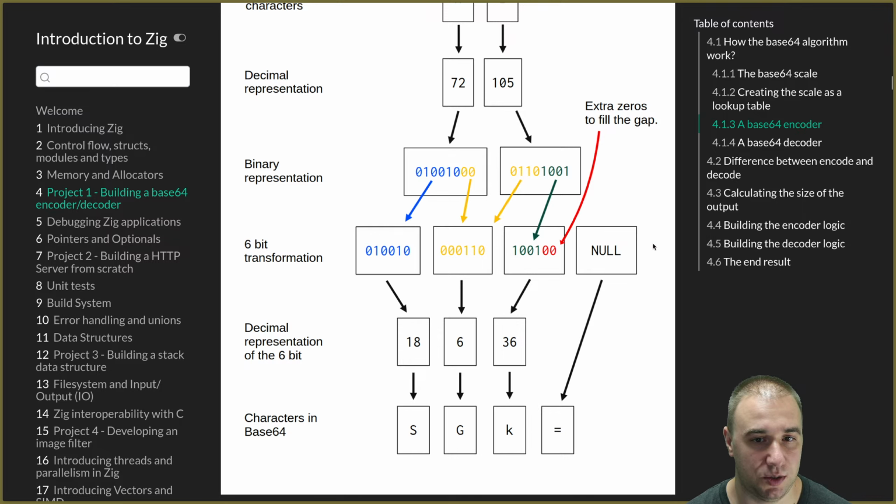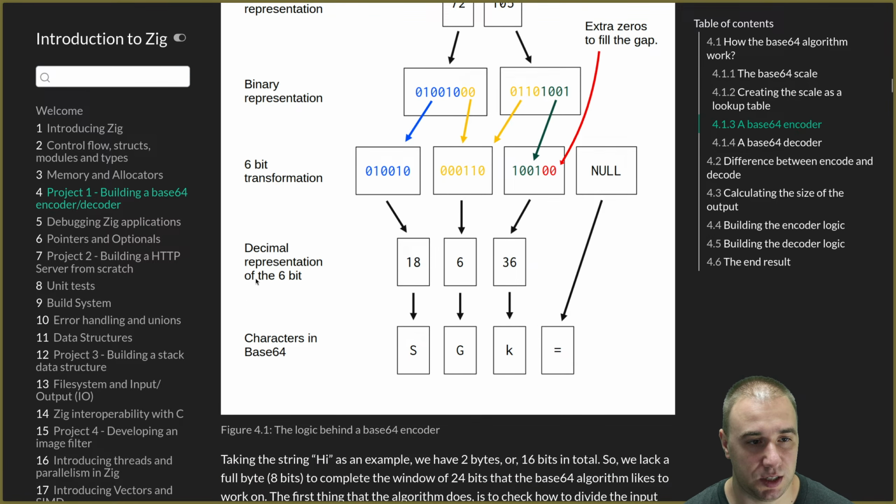And the rest is just null, right? 0, 0 here. And the rest one is like completely empty. So we just leave it empty. So that means that the decimal representation of the 6-bit is 18, 6, 36, and well, that's it.